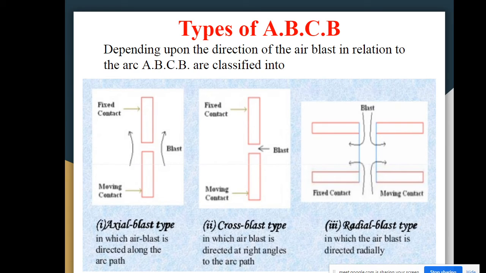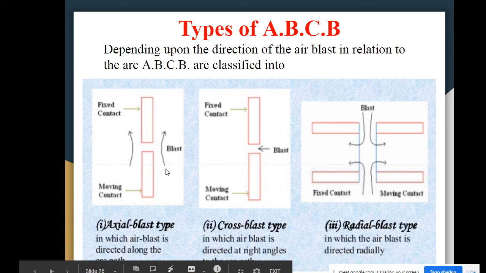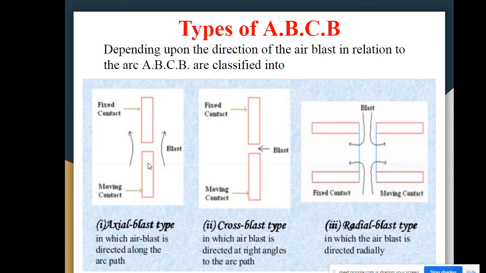Axial blast means the air blast is directed along the arc path. So the air blast travels along the path of the arc, that we call an axial blast type. If the air blast is flowing, the arc will be taking a path between these contacts. So this is axial, the air blast is axial blast type. It is taking a path along with the arc. That is why it is called an axial blast.